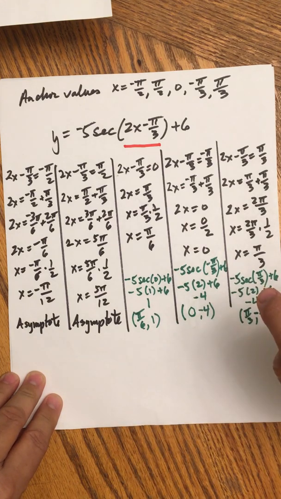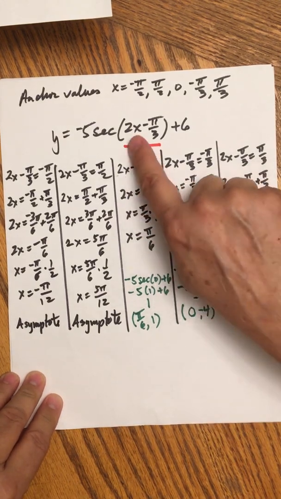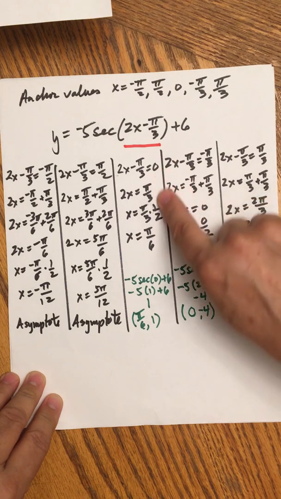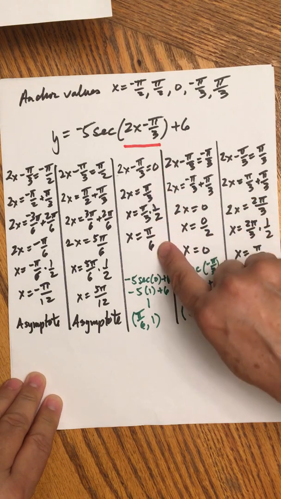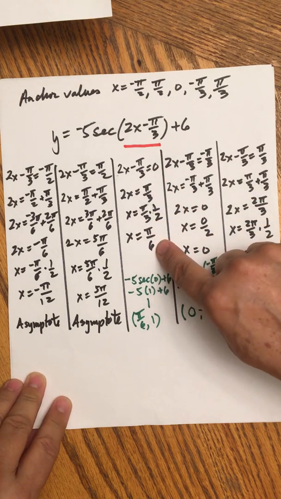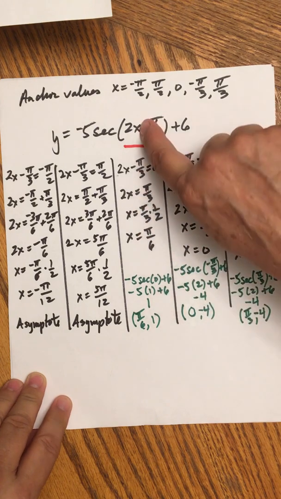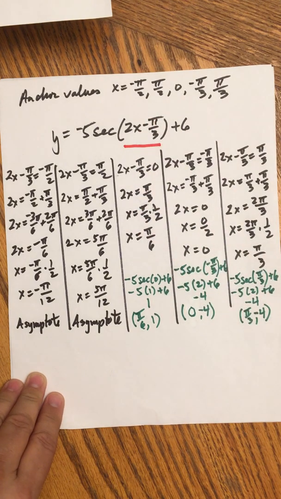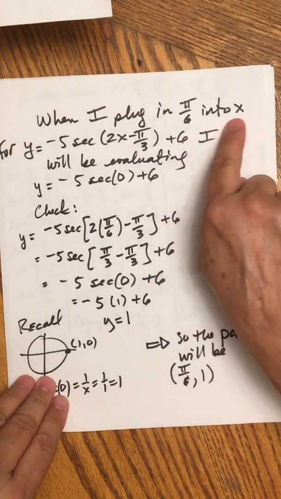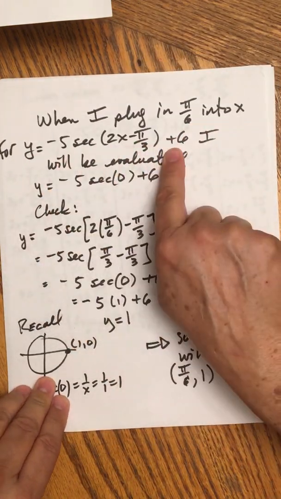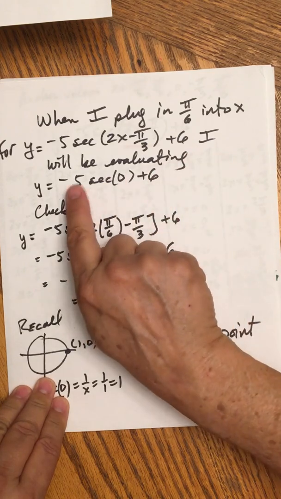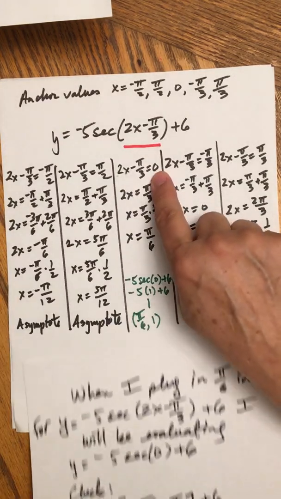So what I mean by that is, for example, here, I set 2x minus pi over 3 equals 0, and I found that x equal to pi over 6 is what I'm looking for, so that when I plug in pi over 6 in here, let me show you that. When I plug in pi over 6 into that equation, I'll be evaluating the secant of 0, which is what I wanted because that's what I was solving for.